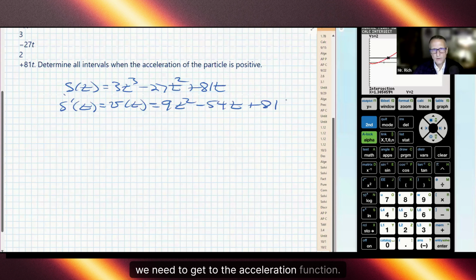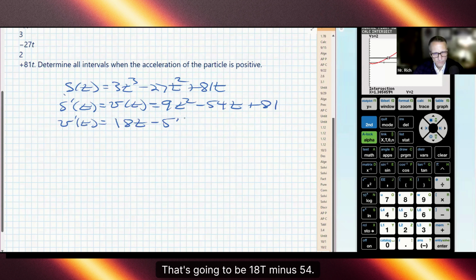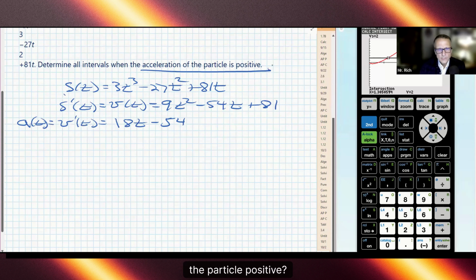Well, we need to get to the acceleration function, so I'm going to take the derivative of the velocity. So I will take v prime of t, the derivative of velocity. That's going to be 18t minus 54. Now, this is of interest to those of you that are in pre-calc. This is the acceleration function. The question here is, when is the acceleration of the particle positive? This is just asking me, when is this function going to be positive?